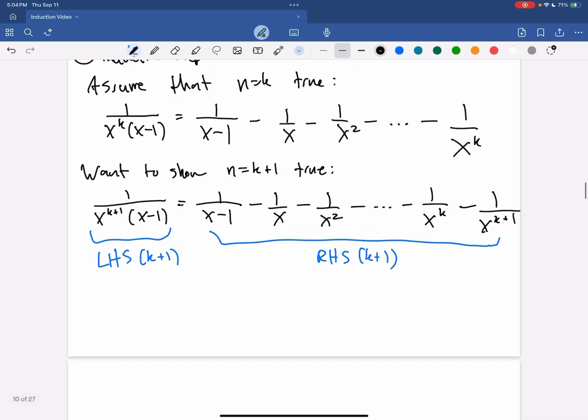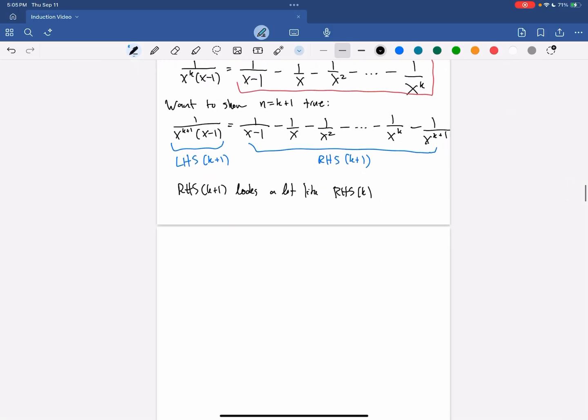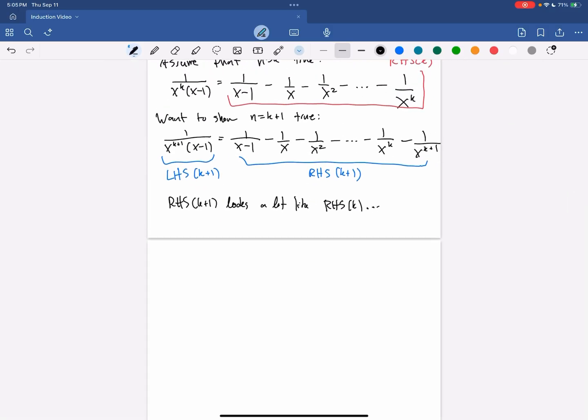Now, if we look, right-hand side k plus 1 looks a lot like the right-hand side for the k case. Right-hand side k is this, where we just go from 1 over x minus 1 minus 1 over x all the way to 1 over x to the k. And so that's how we'll use our assumption. We just have an extra term there.